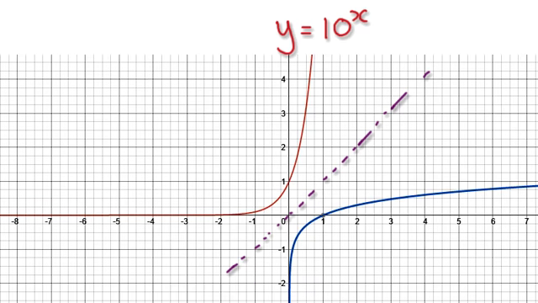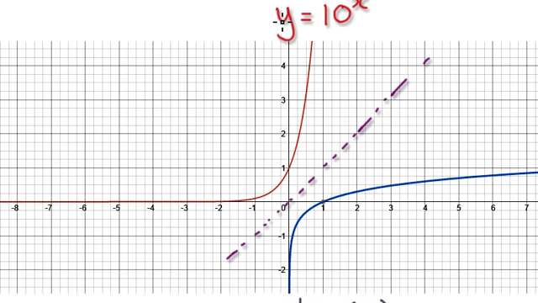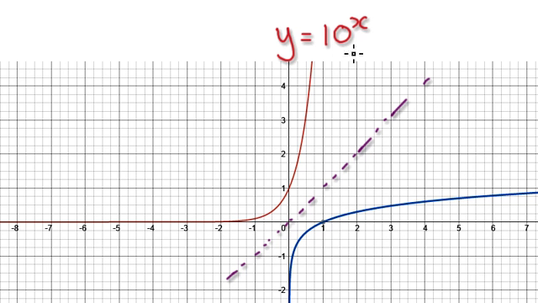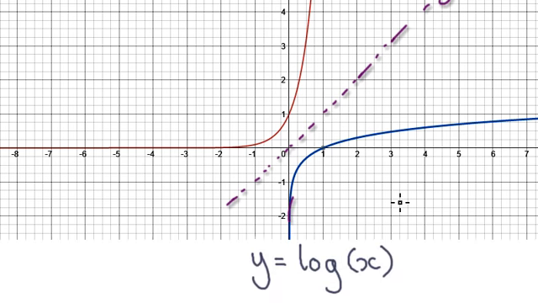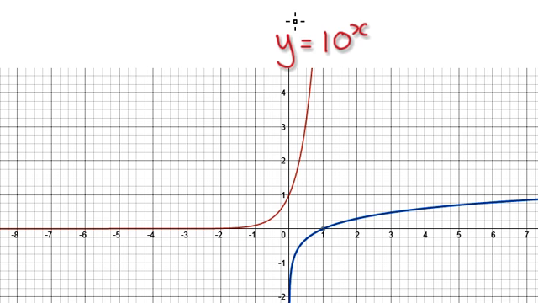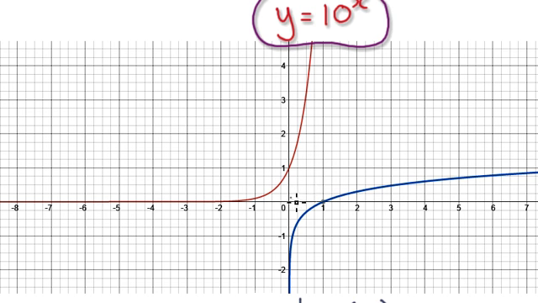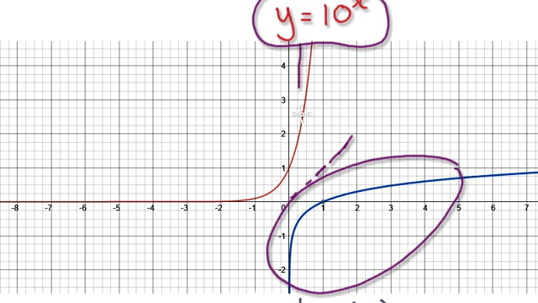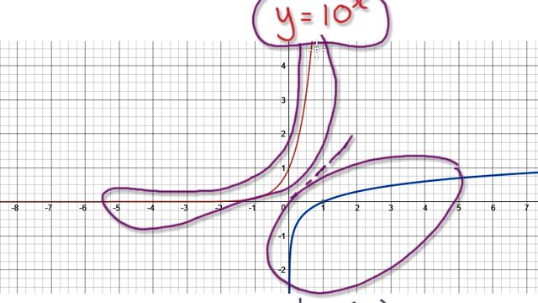So this is our y equals 10 to the power of x. Now, if you reflect this along the y equals x line, you will get this blue line. This blue line is log of x. So what I'm trying to say is that this is our original function, and because this is a reflection along the y equals x line, this blue line is actually the inverse of this red line here.